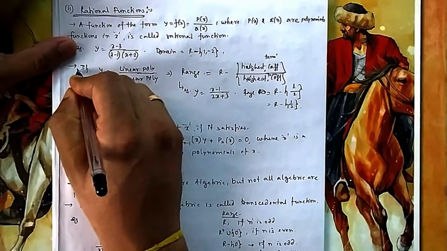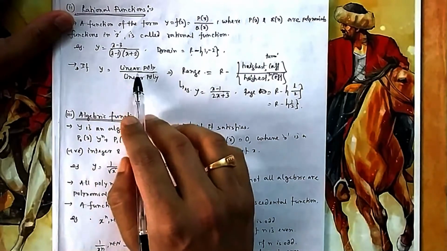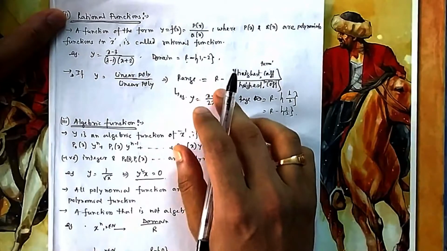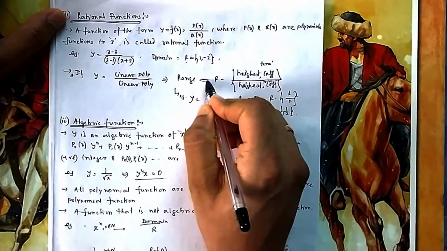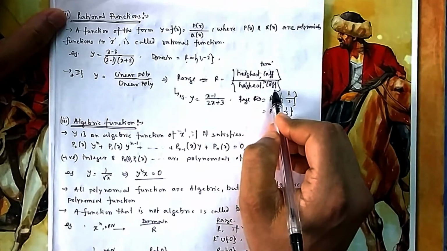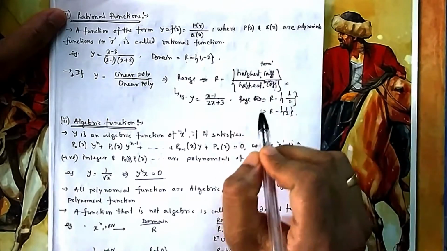Now, one shortcut you have to remember, we will use this one. If your y is any linear polynomial by linear polynomial, it can be proved, but I am not going to prove it. The range of this, how we can calculate it, is R minus the highest term of the numerator divided by the highest term of the denominator. Always remember this one. This will be very useful.